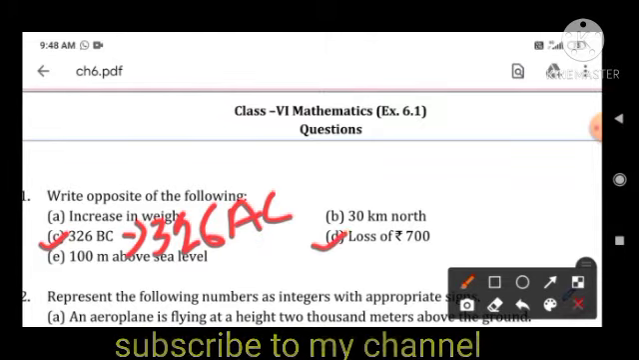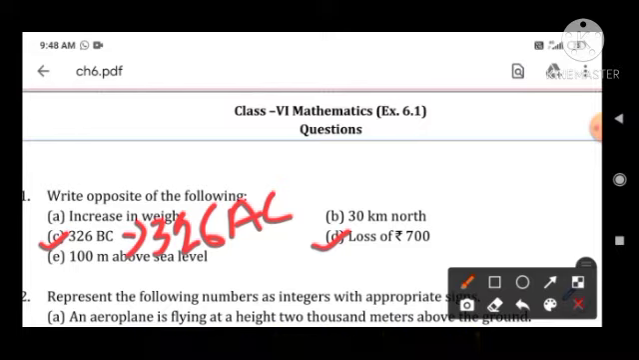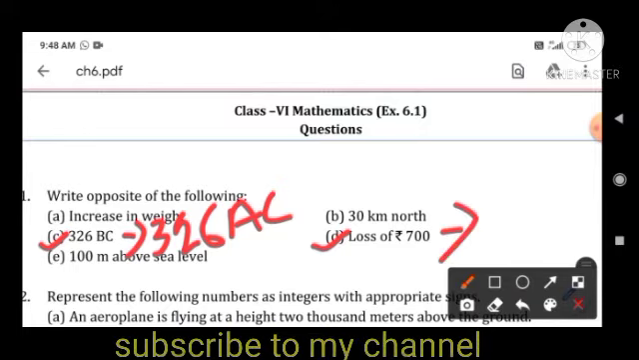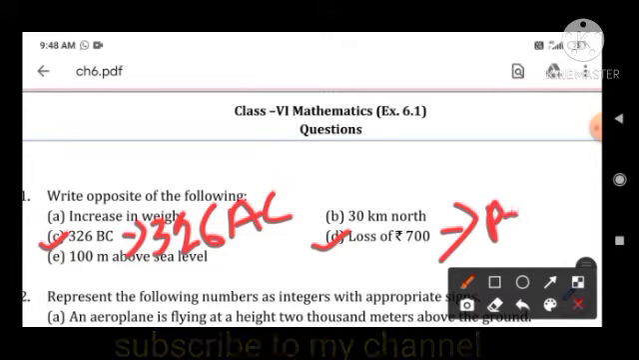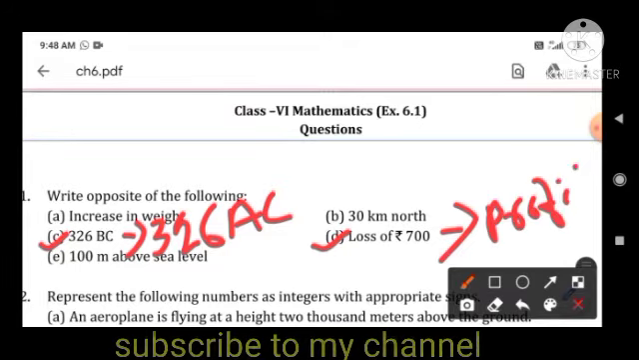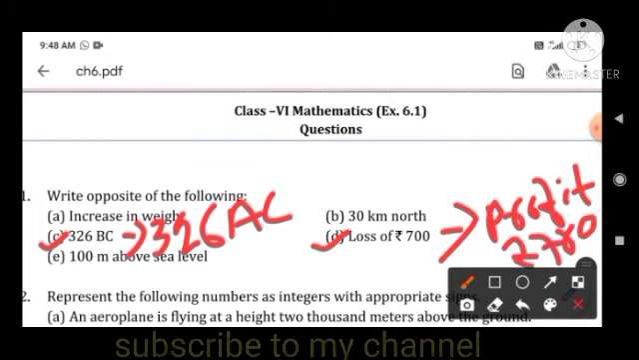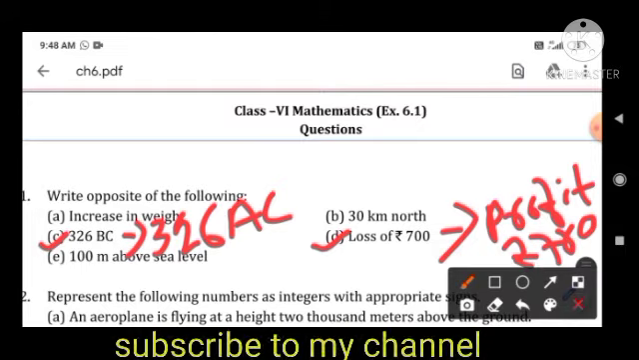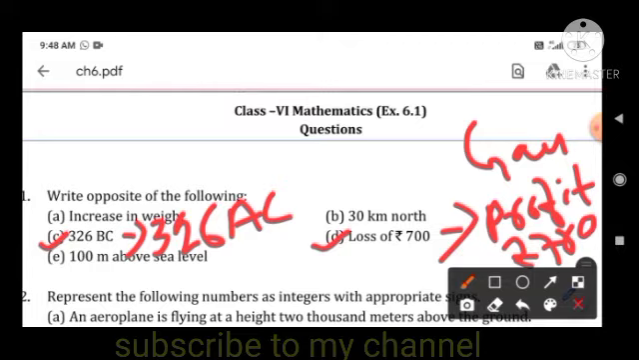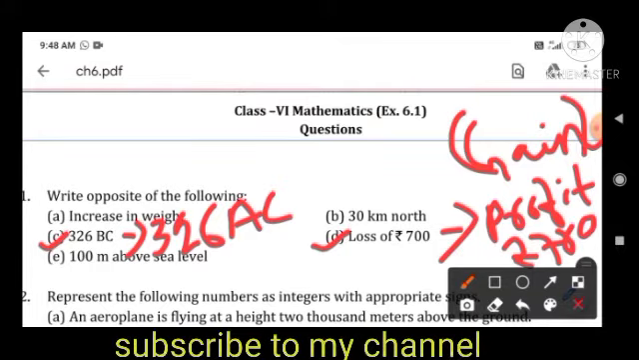Now question number D. Loss of rupees 700. So if you have lost 700, then the opposite will be what? Profit, isn't it? You will write profit of rupees 700. So this is very easy. Profit, or you can use the word gain also. Both are same. You can use gain or profit.